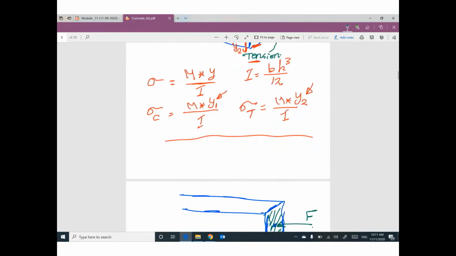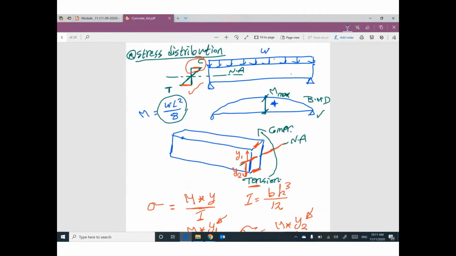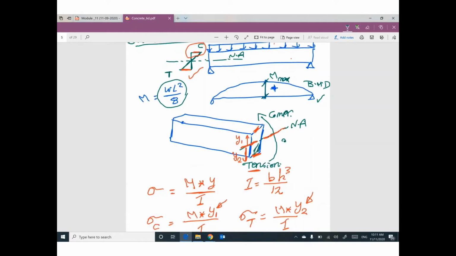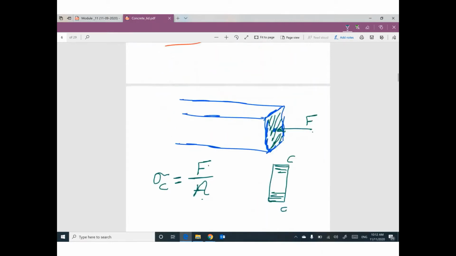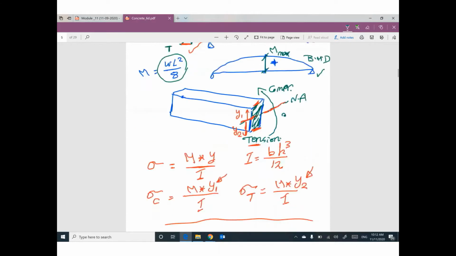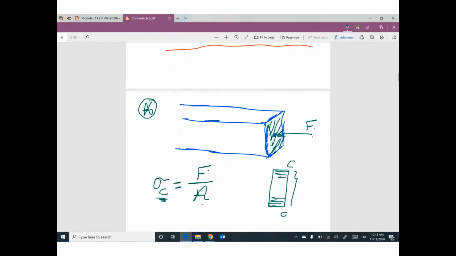The same value, uniform distribution. One more time. If you have moment due to the effect of a given load, this moment will cause tension in one side and compression on the other side. And in between, we have neutral axis. But if this cross section is under the effect of axial compressive force at the centroid, this force divide the area of this cross section will give you compressive stress sigma, and this compressive stress is uniform distribution. So this is the first one. This is the second one. Third one.